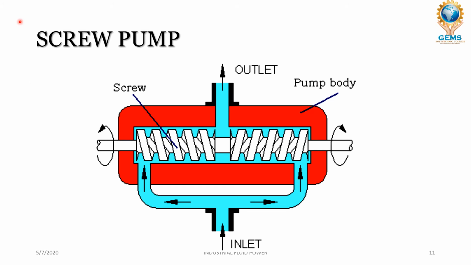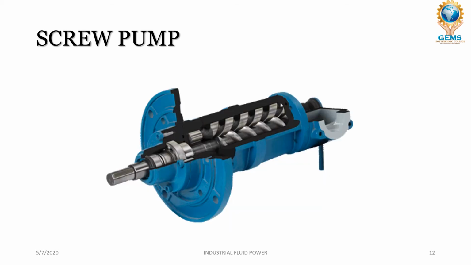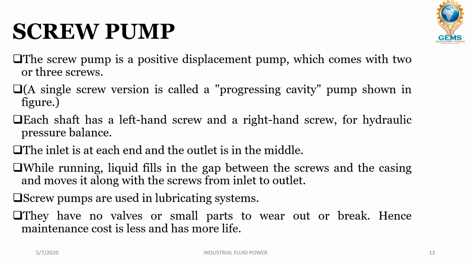Now let's come to the screw pump. In a screw pump, the screws are arranged either in parallel or in series to bring the compressed fluid. The previous one is a series arrangement, and this one is a parallel arrangement screw pump. The screw pump is a positive displacement pump which comes with 2 or 3 screws. A single screw version is called a progressing cavity pump, shown in the figure. Each shaft has a left hand screw and a right hand screw for hydraulic pressure balance. The inlet is at each end and the outlet is in the middle.